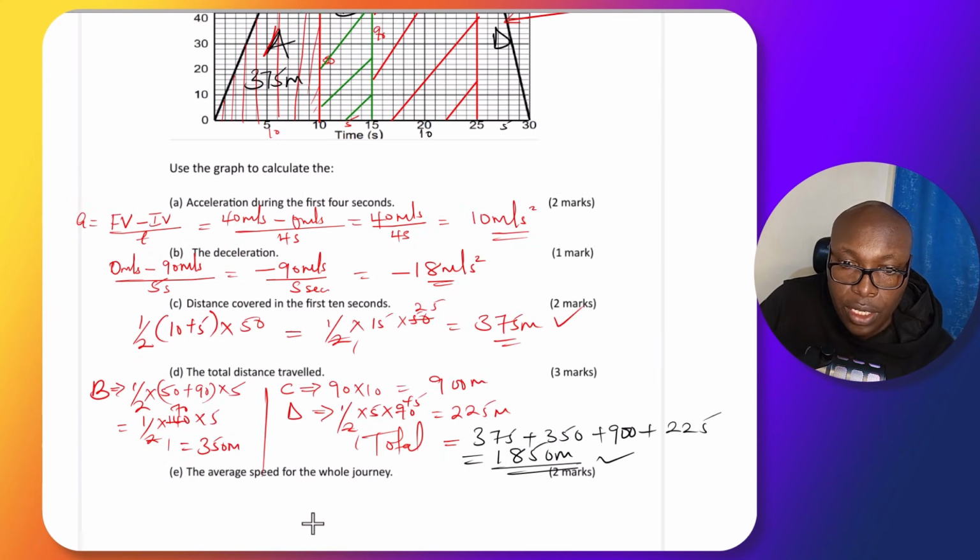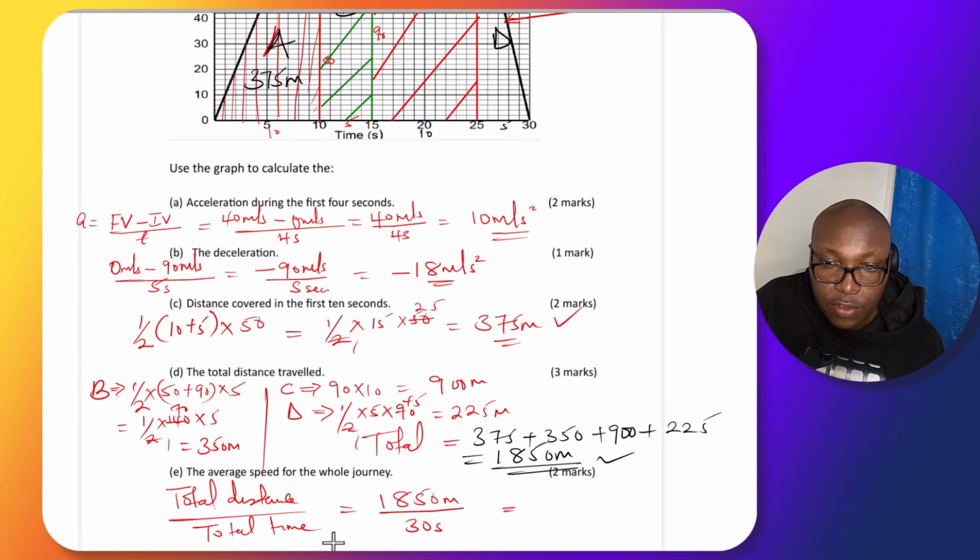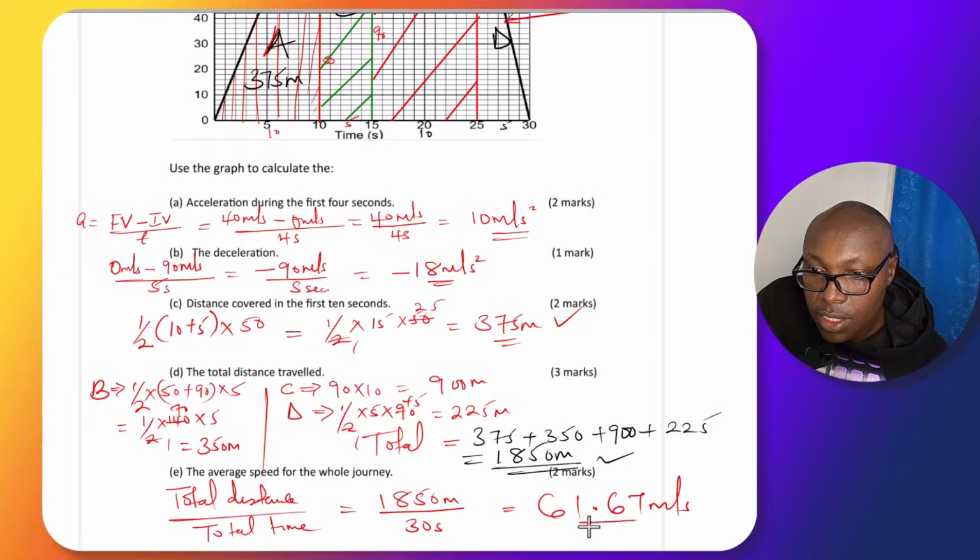The average speed for the whole journey, how do you get the average speed? It is given by the total distance divided by the total time taken. Total distance we already have, that is 1850 meters. The total time from 0 to 30 seconds is 30 seconds. So you simply divide 1850 by 30, and this gives 61.67 meters per second.